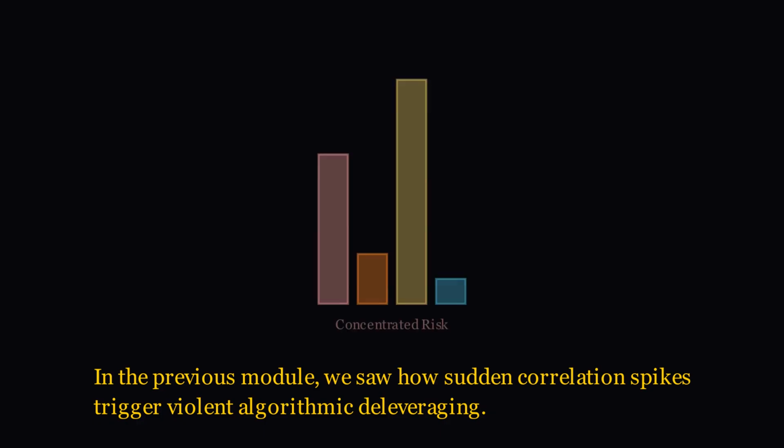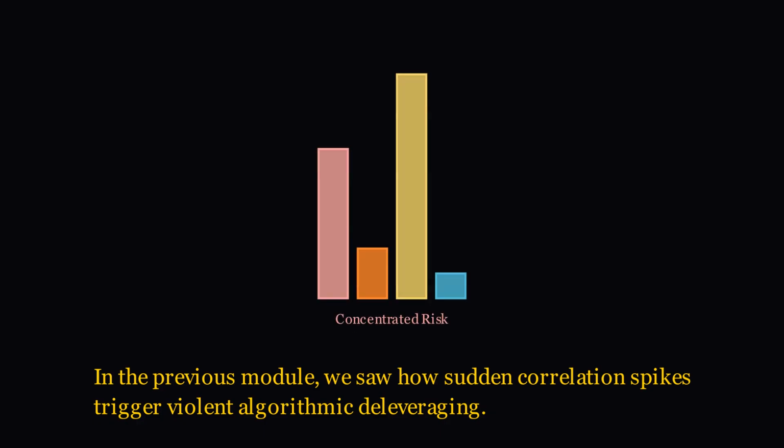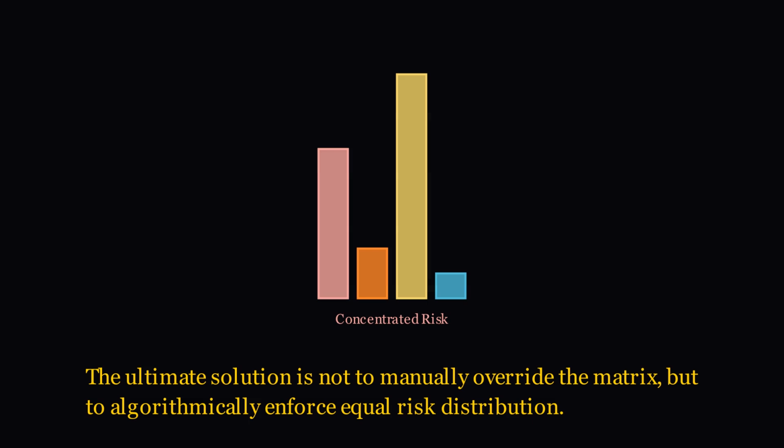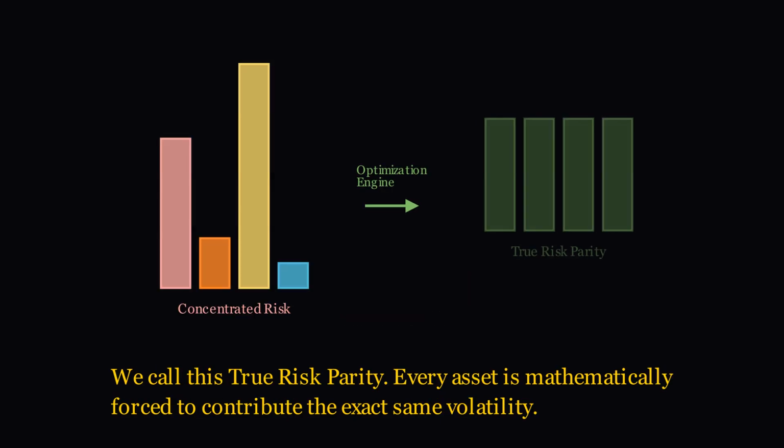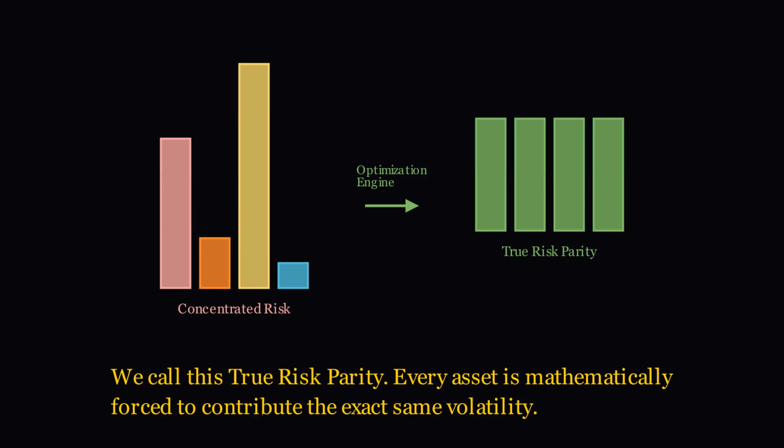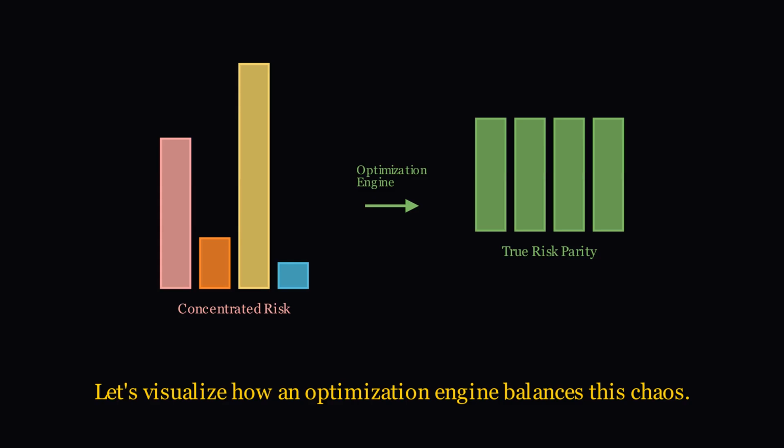In the previous module, we saw how sudden correlation spikes trigger violent algorithmic deleveraging. The ultimate solution is not to manually override the matrix, but to algorithmically enforce equal risk distribution. We call this true risk parity. Every asset is mathematically forced to contribute the exact same volatility. Let's visualize how an optimization engine balances this chaos.